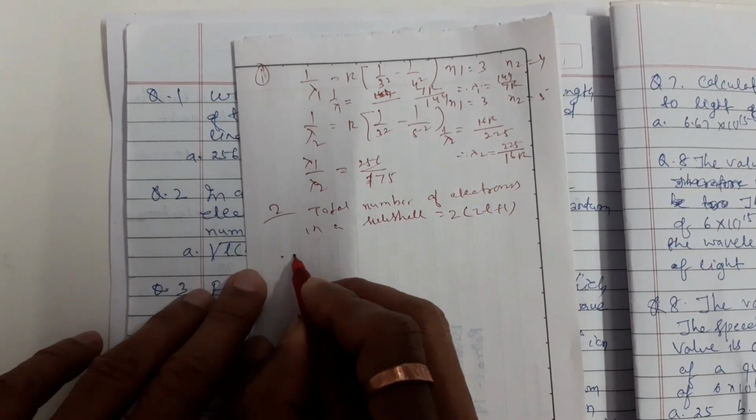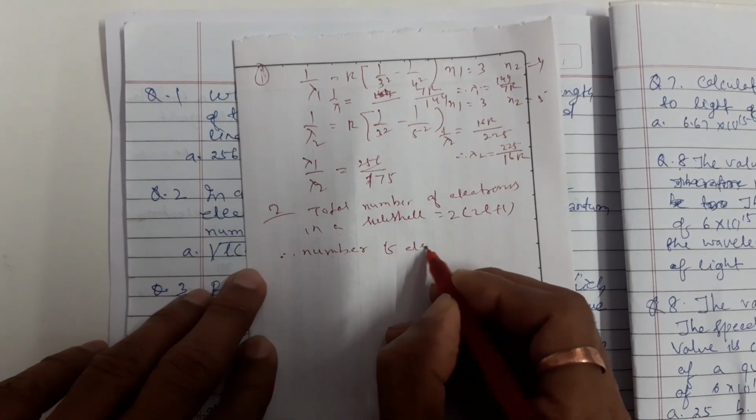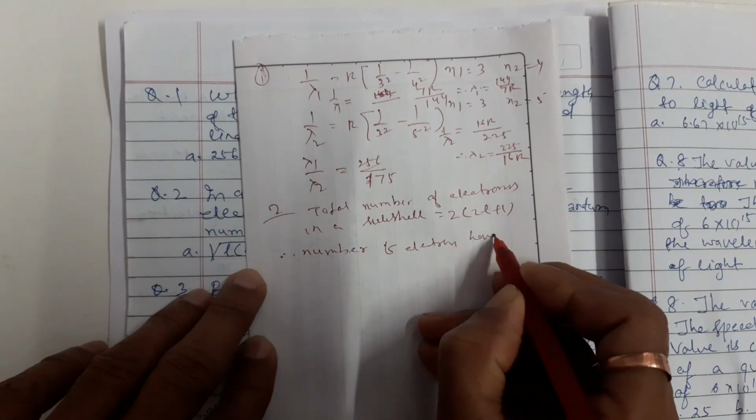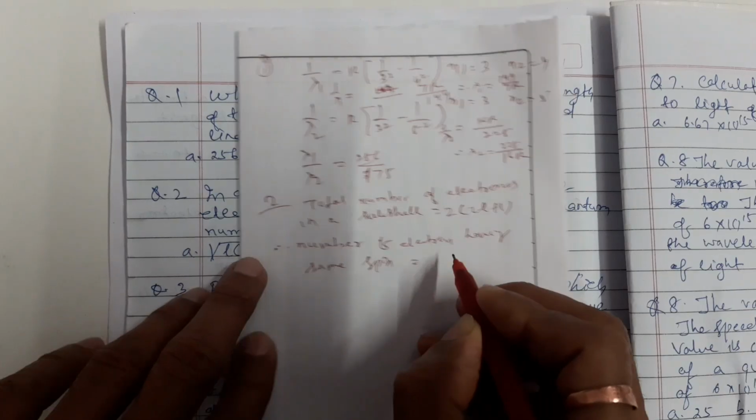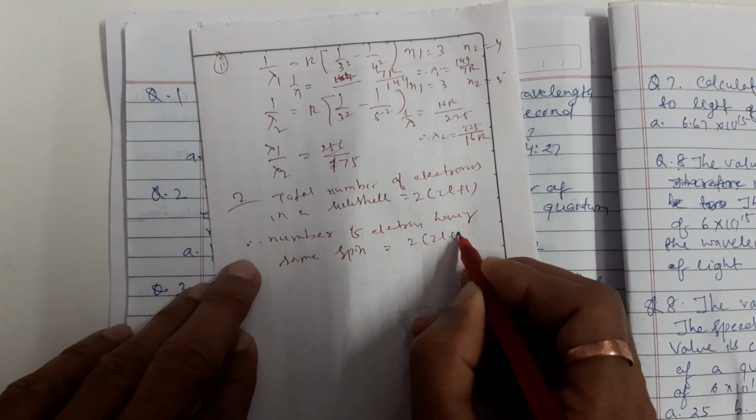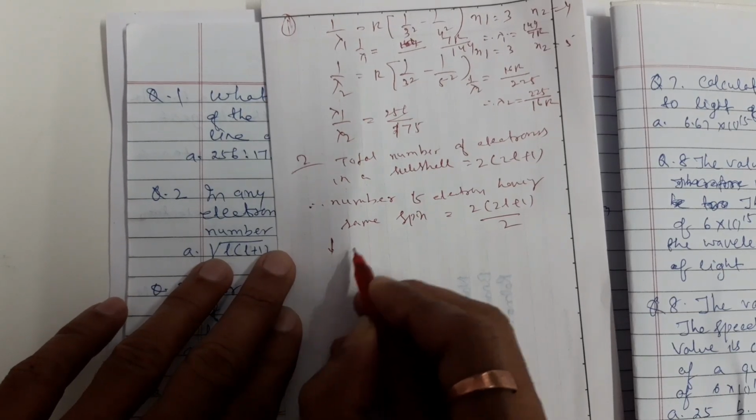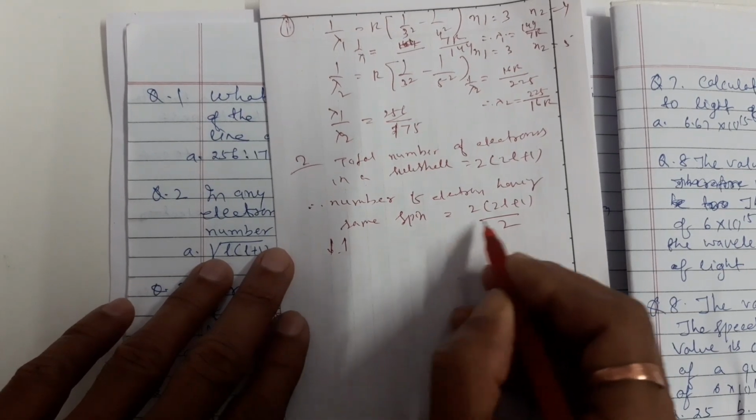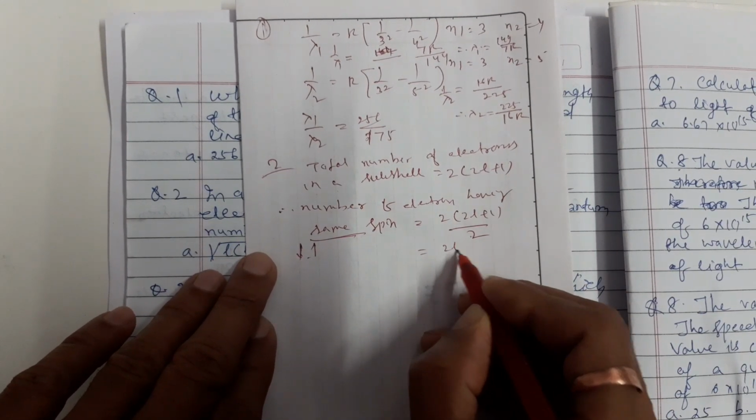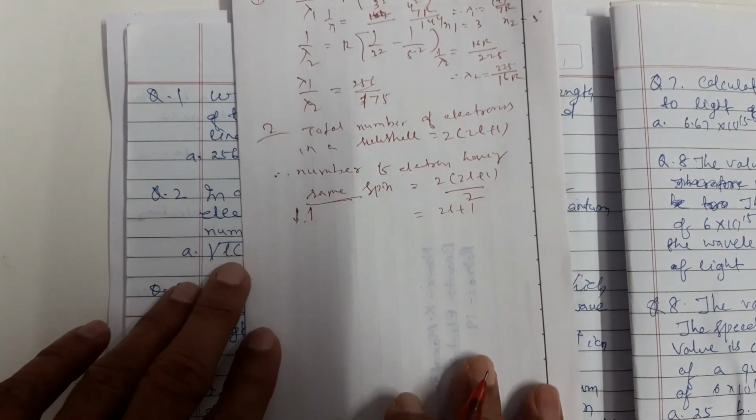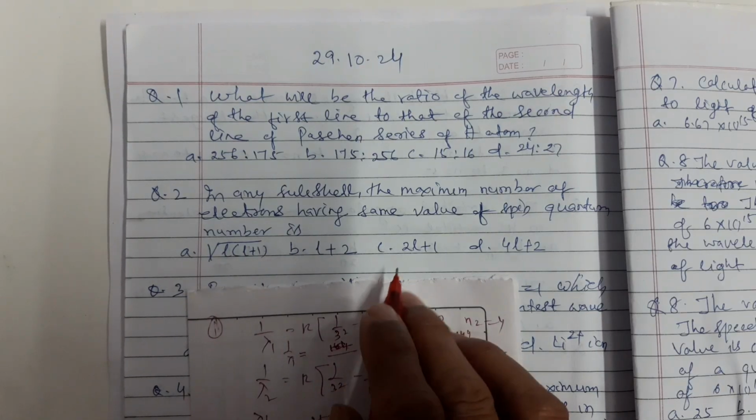Therefore the number of electrons having the same spin is 2 into (2l plus 1) divided by 2, because some spins are clockwise and some are anticlockwise. Therefore for the same spin you have to divide by 2, so you will get 2l plus 1. So choice C is the correct answer.